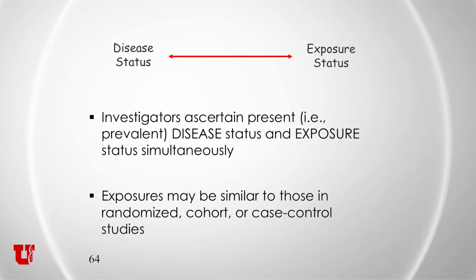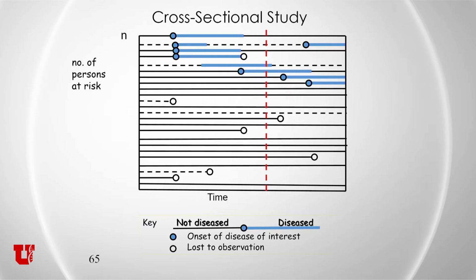We can't see whether one is leading to the other or whether the causation goes in the reverse direction. If we're measuring both at the same time, we just know that both are present. We don't know which one caused which. In a cross-sectional study, investigators ascertain present, that is to say prevalent, disease status and exposure status simultaneously. The exposure measures may be very similar to those in randomized, cohort or case control studies. The distinction of the study is not the type of data, it's the timing of when those statuses are measured.